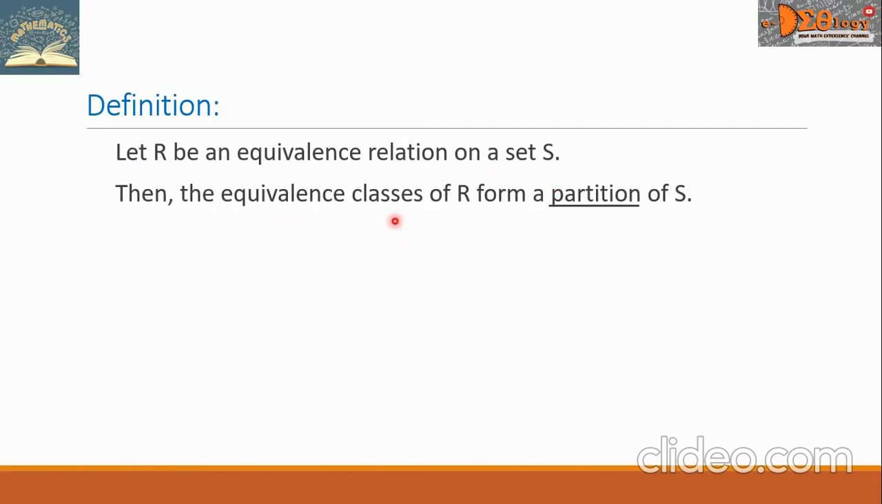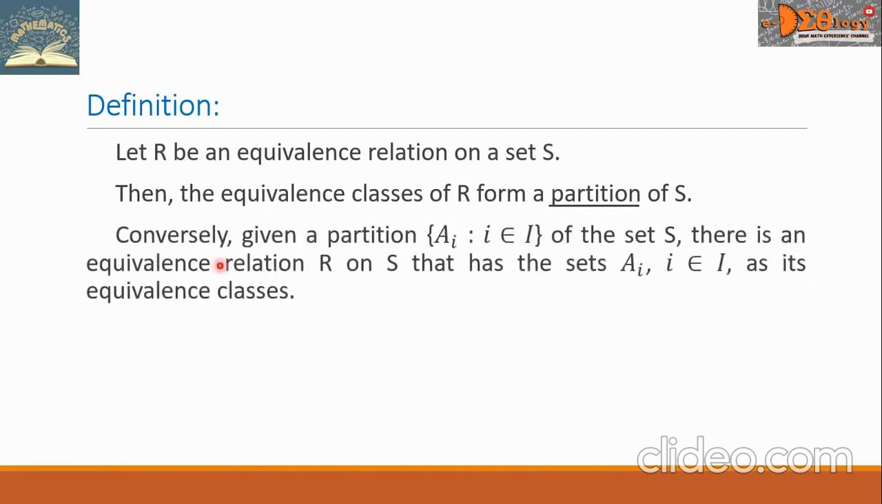Let us see this further definition. Let R be an equivalence relation on a set S. Then, the equivalence classes of R form a partition of S. Conversely, given a partition with sets A sub i, such that small i is an element of capital I, of the set S, there is an equivalence relation R on S that has the sets A sub i, where small i is an element of capital I, as its equivalence classes.